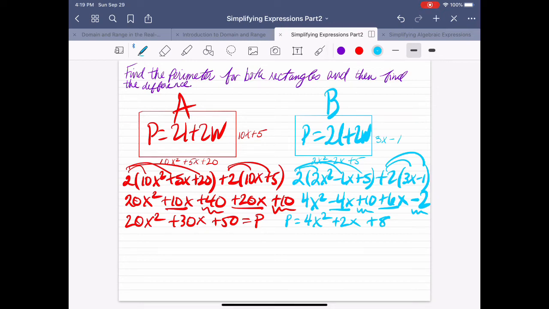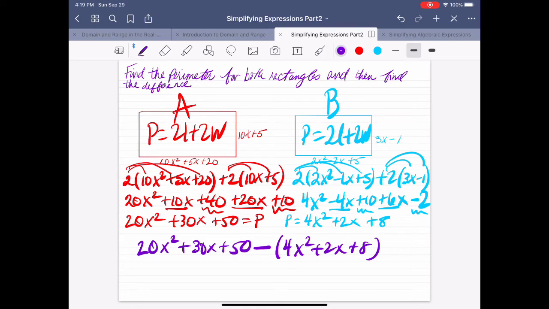Now let's subtract them. So remember, there are two ways. The first way is 20x squared plus 30x plus 50 minus the whole perimeter. So yes, you do need these parentheses. So let's do it this way, and then we will do it by stacking them up. So let's distribute the negative 1. You get negative 4x squared minus 2x minus 8.